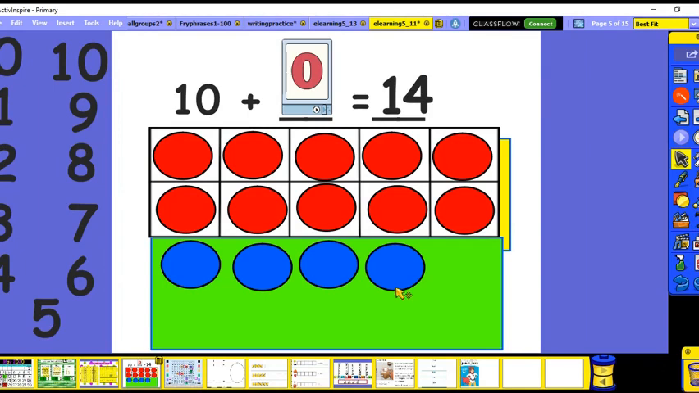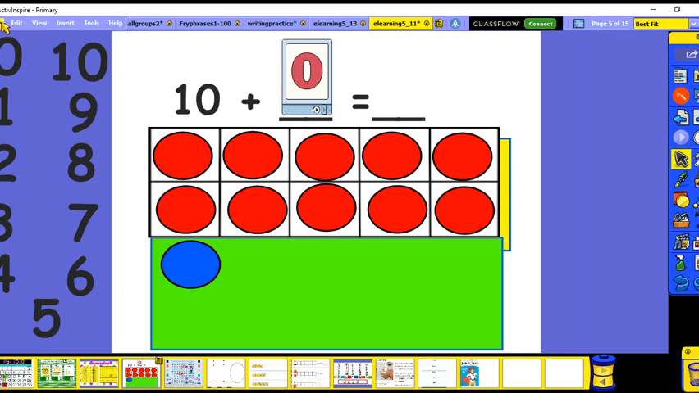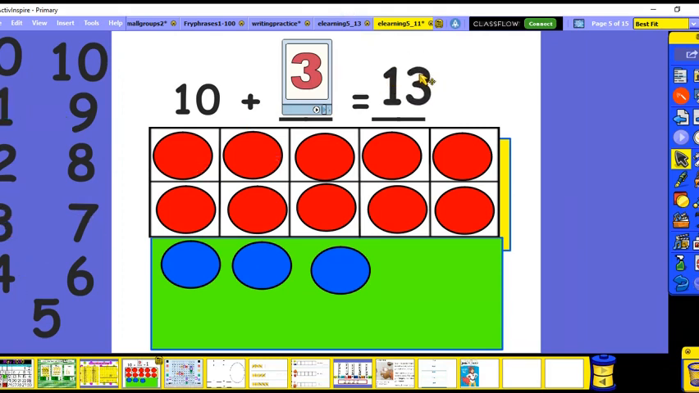Let's do one more. Oh, but it went back to that, didn't it? Give me just a second. Thank you for waiting. Okay, let's see. 10 and 3 more. So let's count all these together. 10, 11, 12, 13. 10 and 3 more is 13. Here's the 10. And then here's the 3 ones for 13.